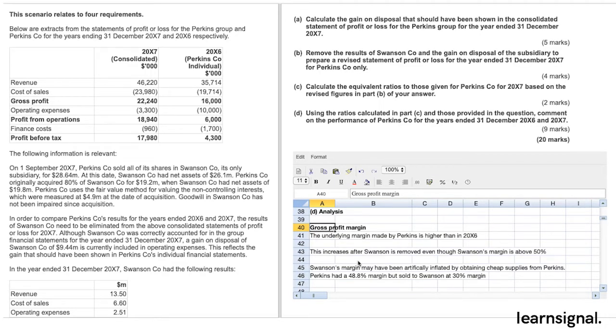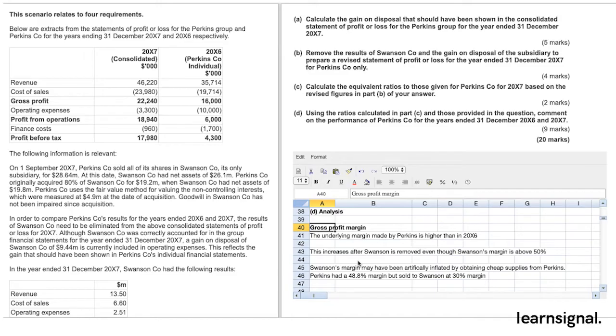So first of all, we're going to look at the gross profit margin, and in looking at the gross margin of Perkins, the underlying margin is higher than in 20x6. When you take out Swanson's results, this continues to increase, despite Swanson having a gross margin of over 50%. It is possible that Swanson's gross margin was artificially inflated by obtaining cheap supplies from Perkins. Perkins Company makes a margin of 48.8, but only sold goods to Swanson at 30% margin.